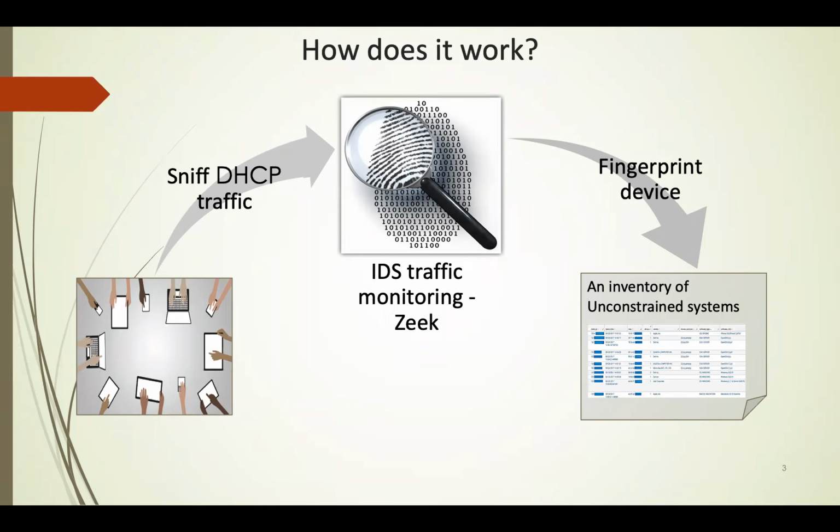So a lot of devices connect to your network and communicate over DHCP. You sniff that traffic, capture the DHCP handshakes, and then print out the DHCP fingerprint of the device in a log file that you can later use for your monitoring purposes.